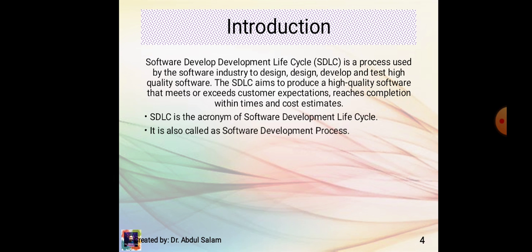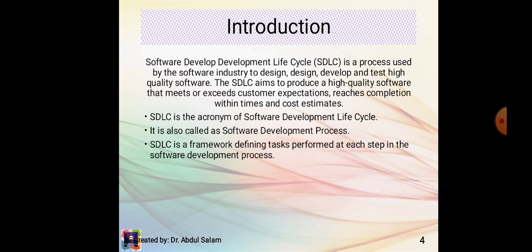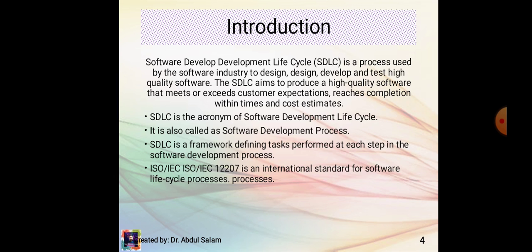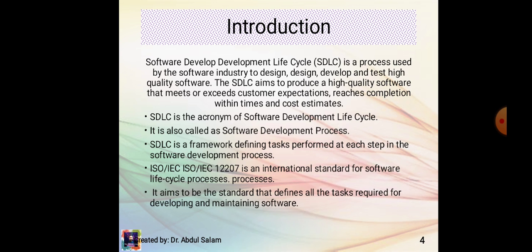It is also called a software development process. SDLC is a framework defining tasks performed at each step in the software development process. ISO IEC 12207 is an international standard for software lifecycle processes. It aims to be the standard that defines all the tasks required for developing and maintaining software.